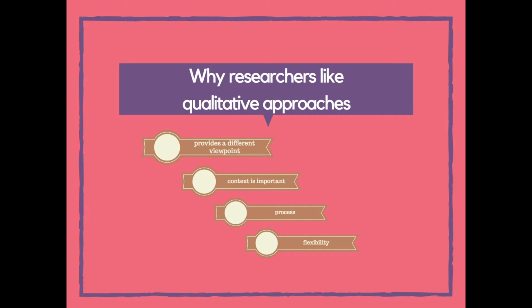Now, Bryman in the textbook talks about a number of the advantages of using qualitative approaches in any particular research project, and discusses these four main ones. The fact that qualitative approaches can provide a different viewpoint onto a subject, that qualitative approaches see that context is important, that qualitative approaches are better able to identify process, and that qualitative approaches generally are much more flexible.